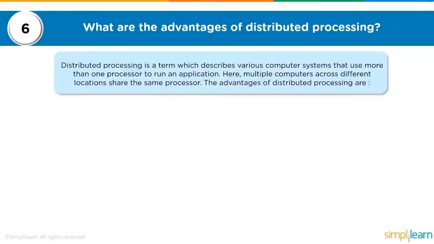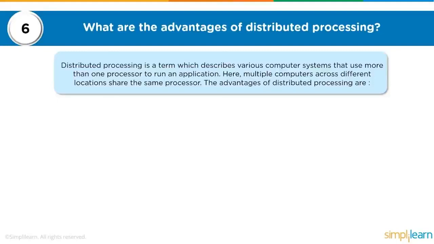Now, before we go into advantages of distributed processing, we first have to understand what is distributed processing. It is a term which describes various computer systems that use more than one processor to run an application. Here, multiple computers across different locations share the same processor. The advantages of distributing processors are as follows.